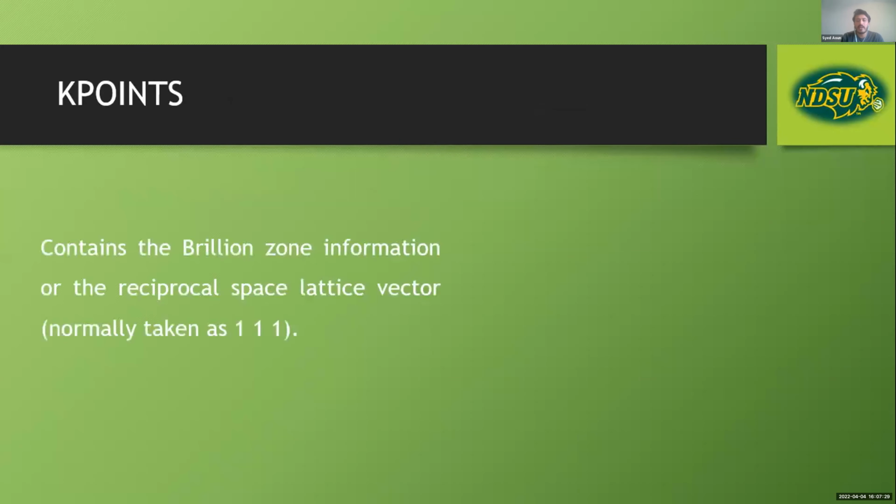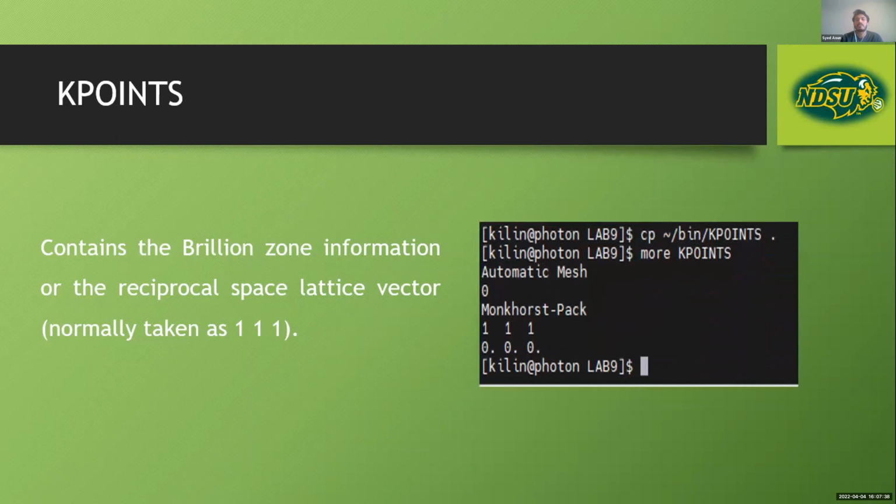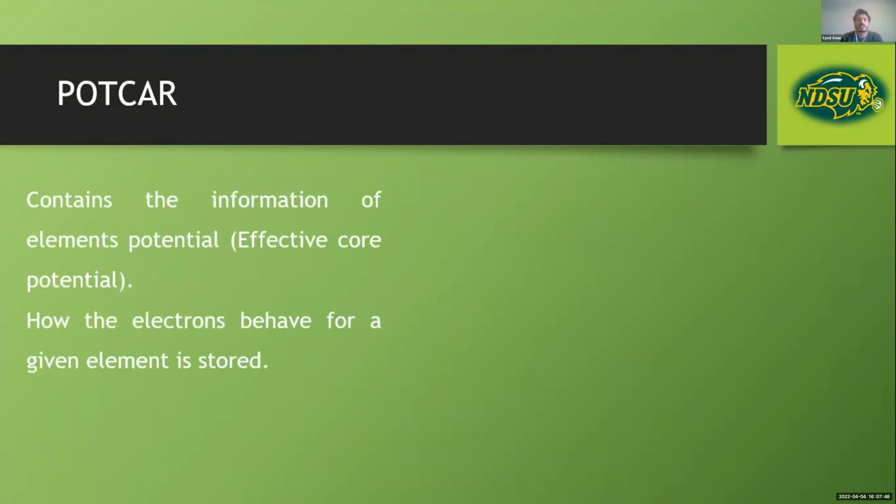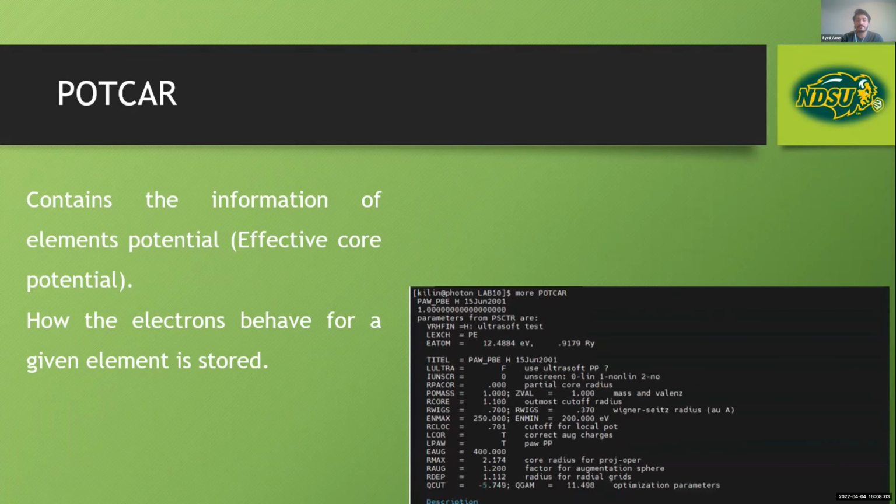Then comes the KPOINTS file. This is basically the information of the reciprocal space lattice vector. We normally take this as 1 1 1, and the velocity of this vector is taken as 0 0 0 because we don't want to move this vector. Then comes the POTCAR file. This file contains the effective core potential information. It contains all the information of the element potentials present, and we can see the behavior of electrons in this file.